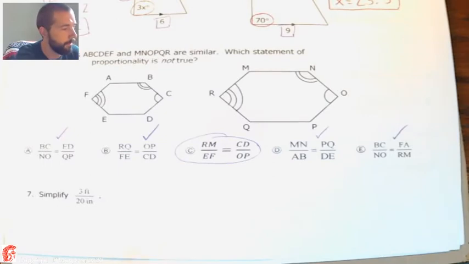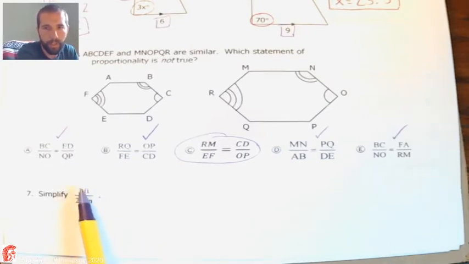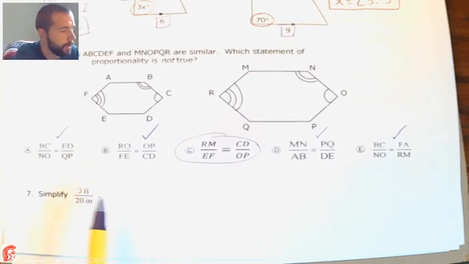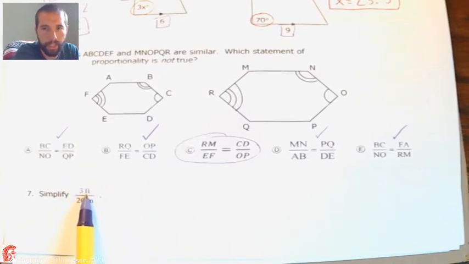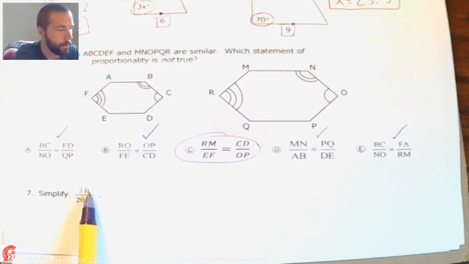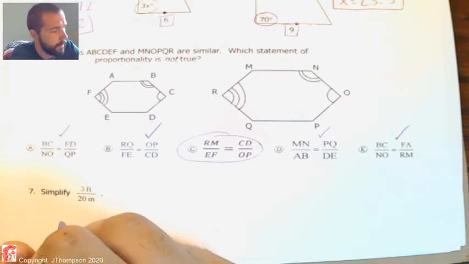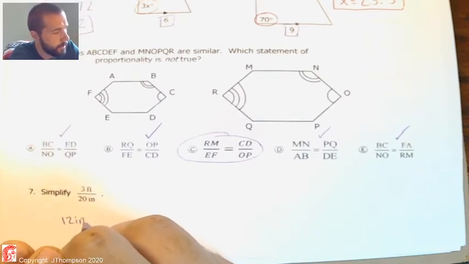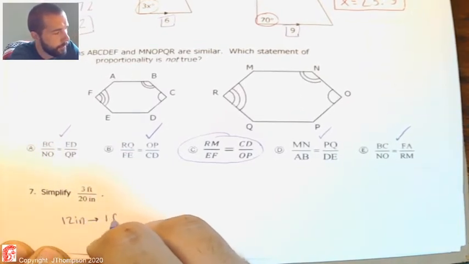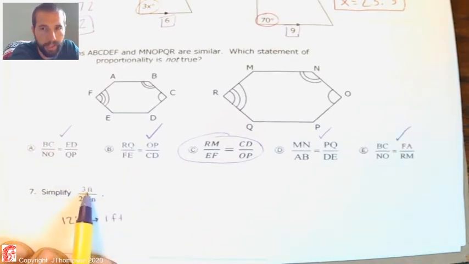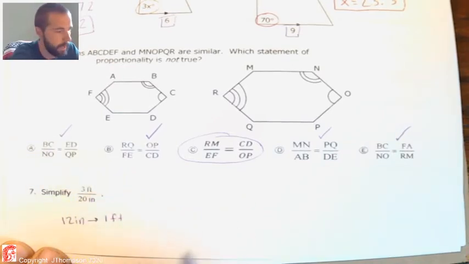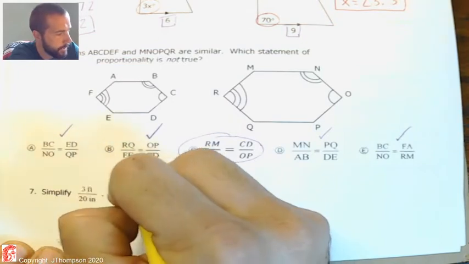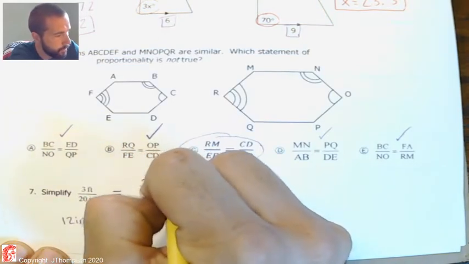All right, number 7, simplify. So we have 3 feet over 20 inches. Since they're 2 different units, we want to convert them to the same unit. What we can do is convert feet to inches by multiplying the number of feet times 12, because there's 12 inches in 1 foot. So if there's 3 feet, it's going to be 12 inches, 12 inches, 12 inches, 3 times. So that would become 36 inches over 20 inches.